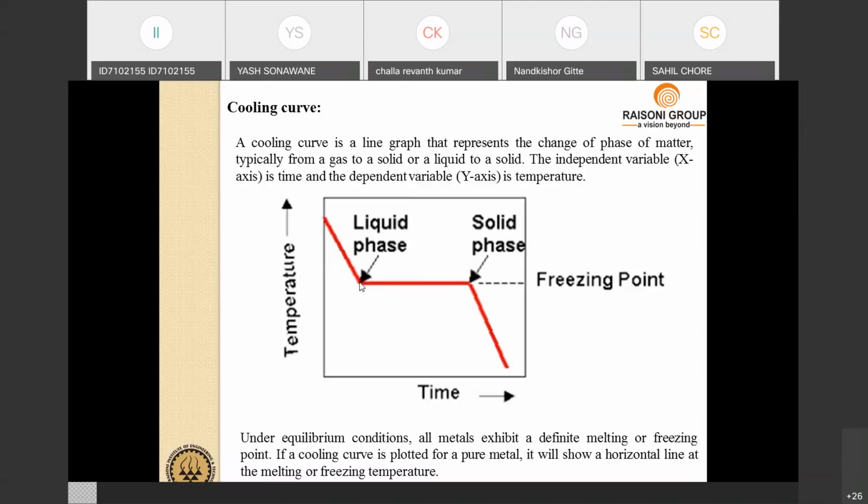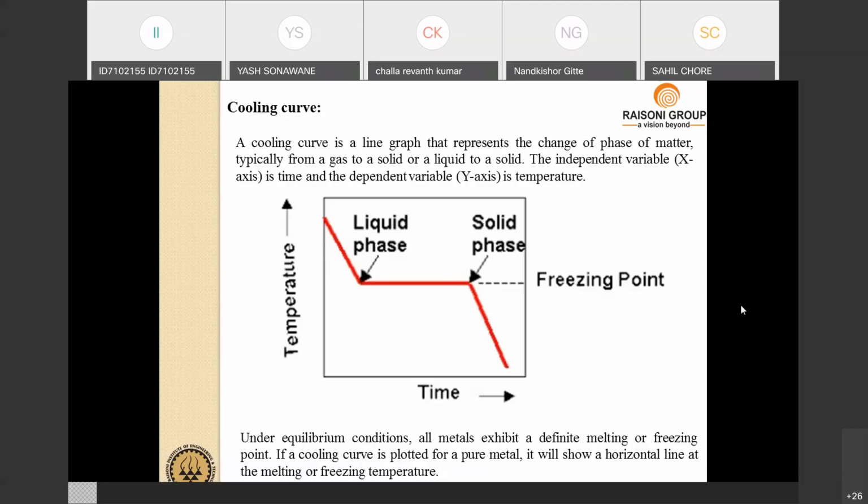Here, up to this it is completely liquid phase, and at this line it is the freezing point. So during this duration, all the liquid phase gets converted to solid phase. After this point, follow my cursor, up to this point all the material is in solid state. Yeah, so this is known as the cooling curve.